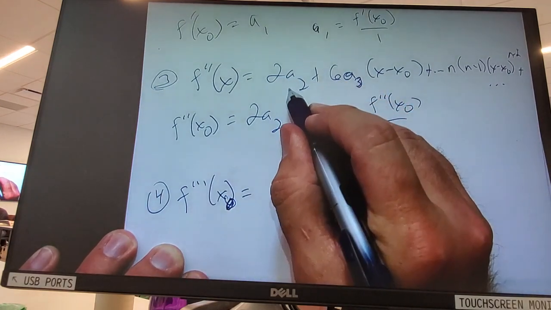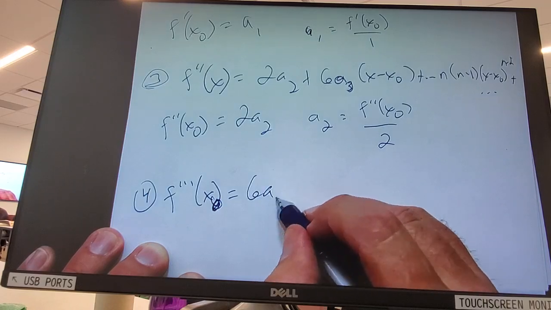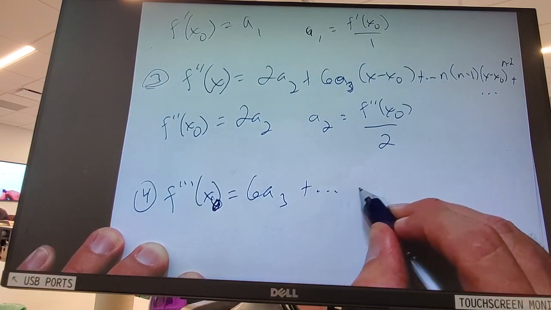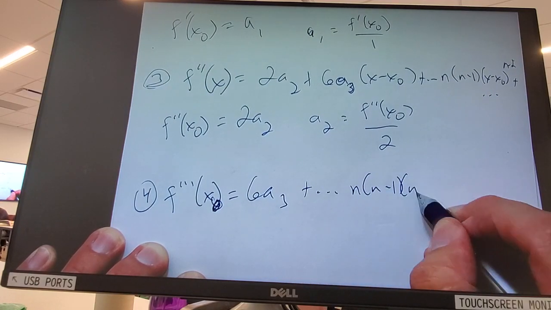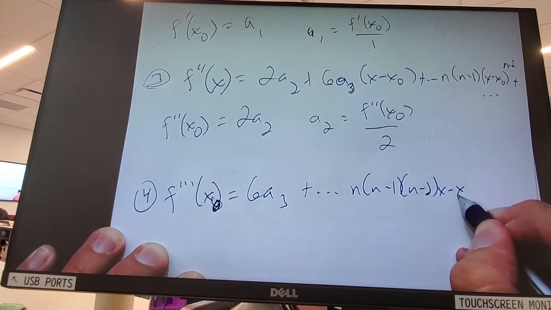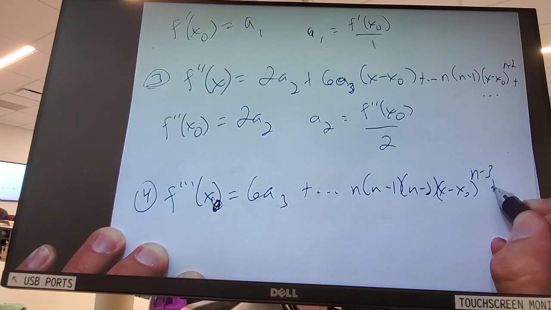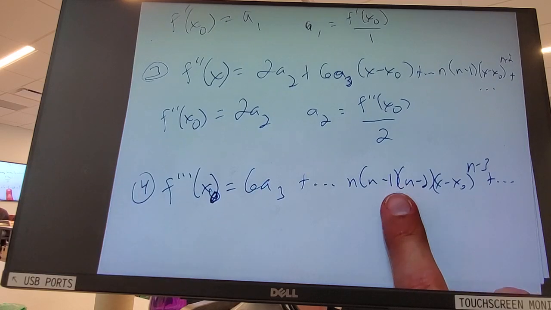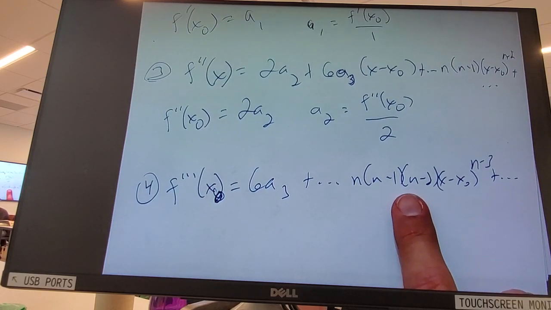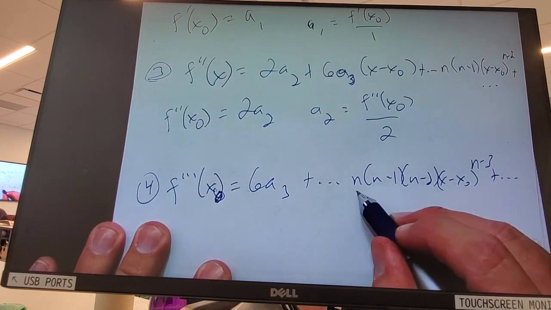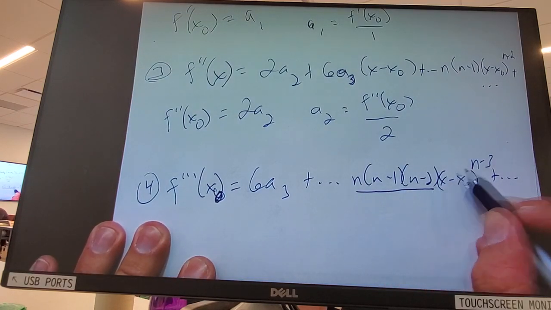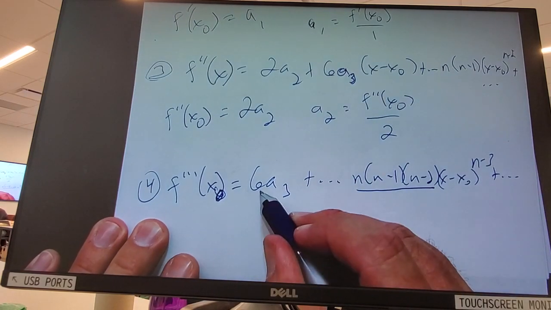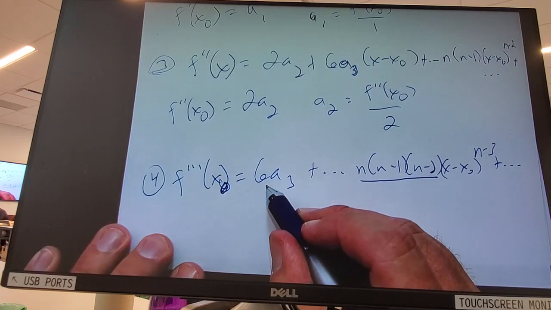Third derivative, this dies. This is 6a3 plus dot dot dot n times n minus 1 times n minus 2, x minus x naught to the n minus 3, plus dot dot dot. Yes? Is everybody cool with this term? This is just the nth term. Somewhere out there, as I take derivatives, it's changing. What is this starting to look like here? Yes, in fact, these numbers should hopefully look familiar to somebody.